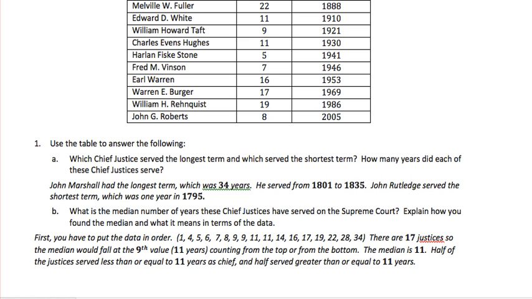There are 17 justices, so the median would fall at the 9th value, which is 11 years, counting from the top or from the bottom. The median is 11. Half of the justices served less than or equal to 11 years as chief, and half served greater than or equal to 11 years.